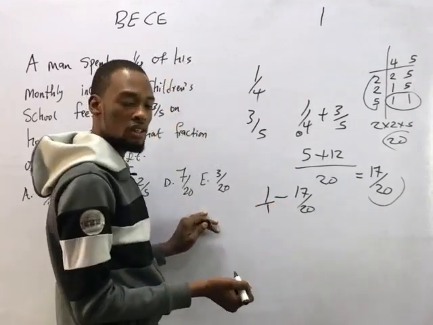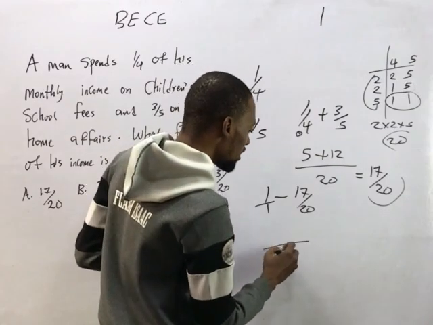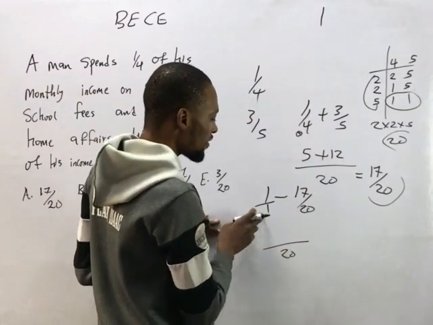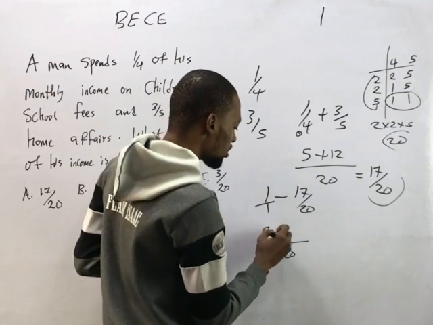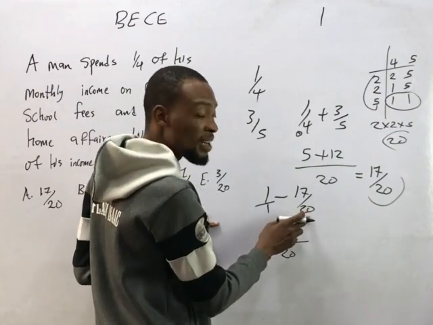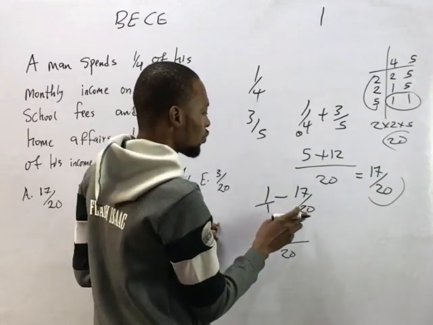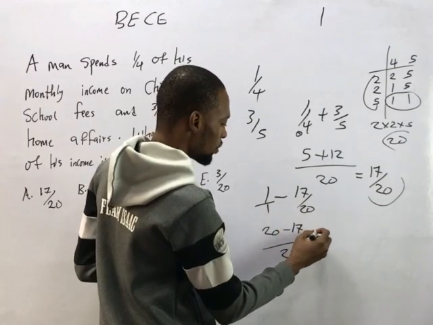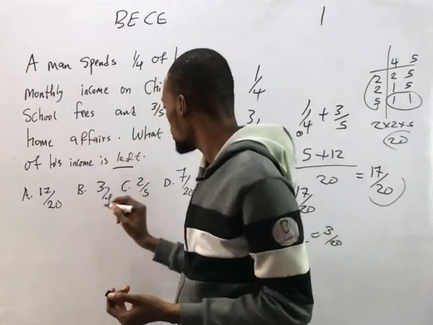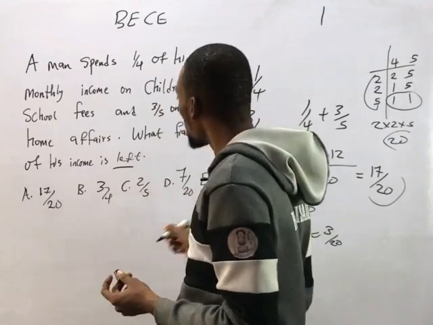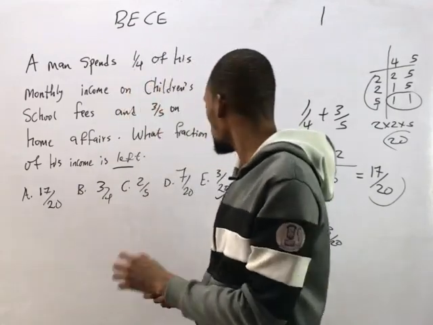So this will now give you, this is the same thing as over 1. Hope you know. So we'll do the same thing we did here. The LCM is 20. 20 divided by 1 is 20 times 1 remains 20 minus 20 divided by 20, 1. 1 times 17 is 17. So this will give you 3 over 20. So 3 over 20 is the amount that is left, and that will give you option E.